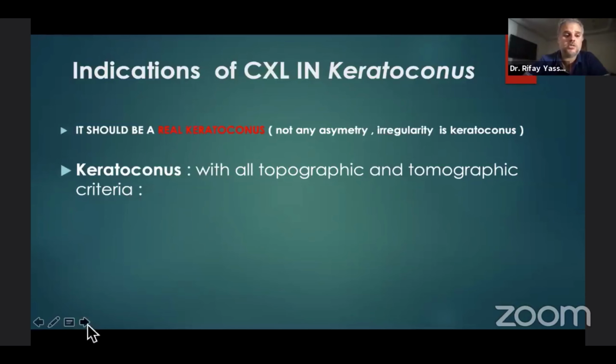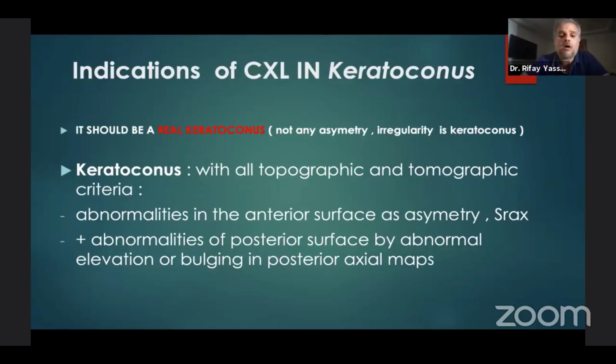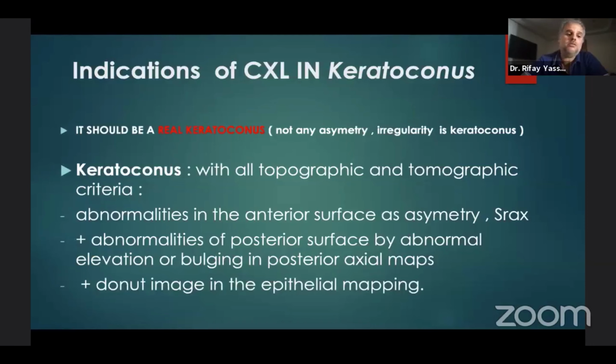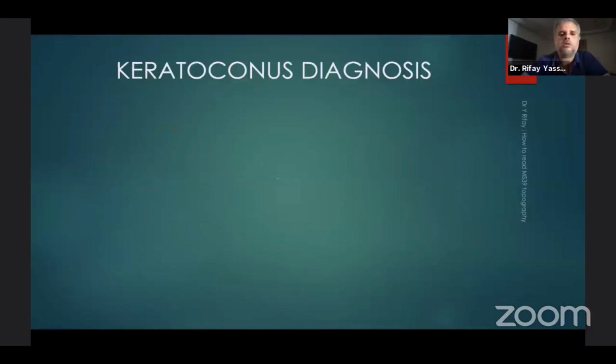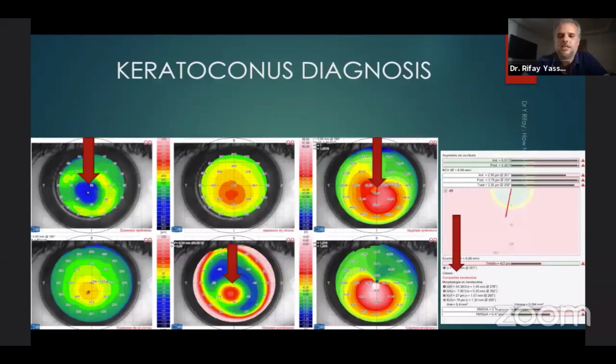So we are diagnosing a real keratoconus with abnormalities in the anterior surface, such as asymmetry and the SRAX, skew radial axis, plus abnormalities in the posterior surface, by abnormal elevations, which we can have in all elevation devices now, or bulging in the posterior axial maps as we have in the MS39. And we can add, if we have epithelial mapping, the donut image that certifies the keratoconus. If we have these three parameters, we can say this is a keratoconus, and now we can see if we will cross-link. These are the parameters for diagnosing a keratoconus. This is an image from MS39.